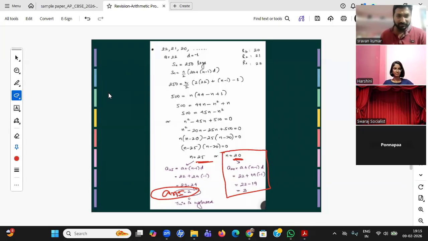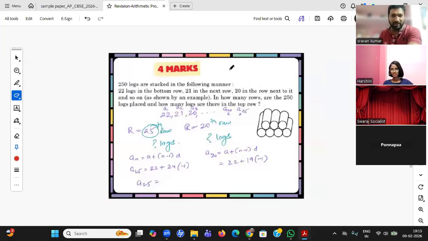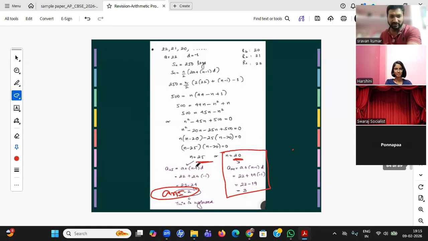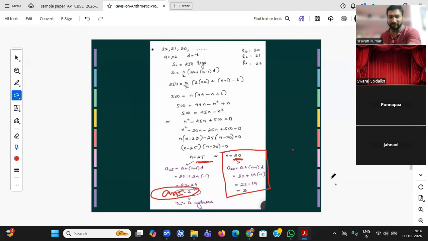Yes, Mega, right answer. Okay, let's quickly do some more cases. I think this question is from your NCERT only. 3 logs is the right answer, but I think the values are different in NCERT. Acha, values are different.